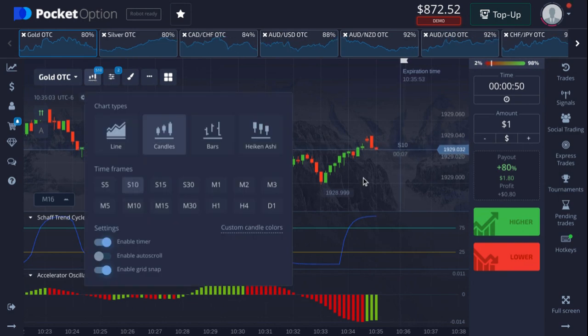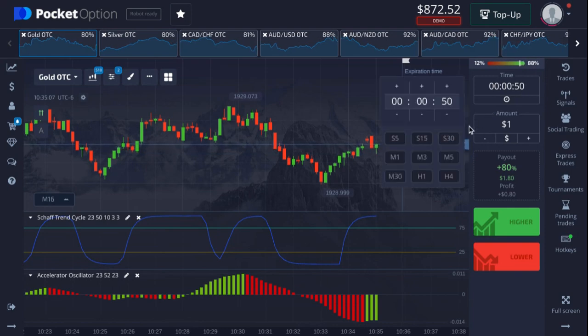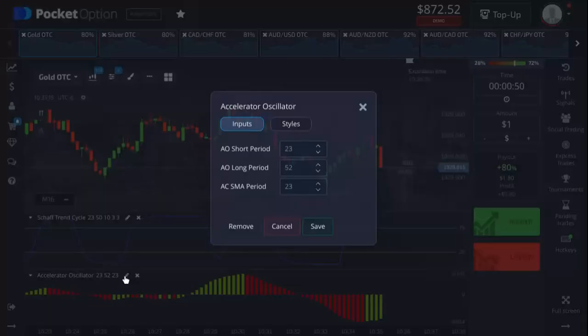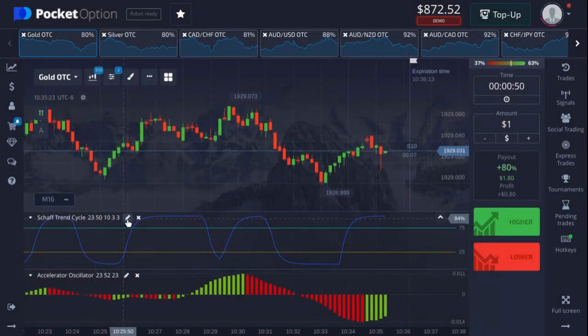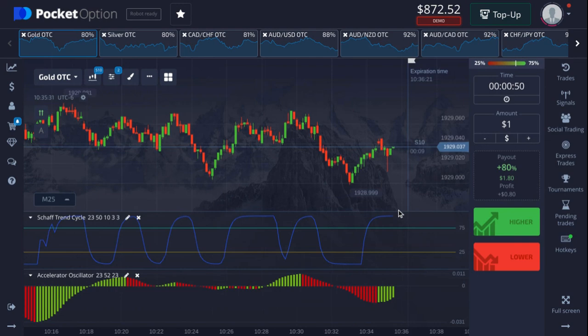We're on 10-second candles, regular candles, Japanese. We decided to try to do 10 times 5, 50-second expiry. We're using the Accelerator oscillator at these settings, 23, 52, 23. Just offset it a little bit there. And then the Schaff trend cycle, we kept that on default, 23, 50, 10, 3, 3. Alright, we're going to stop there on this one.